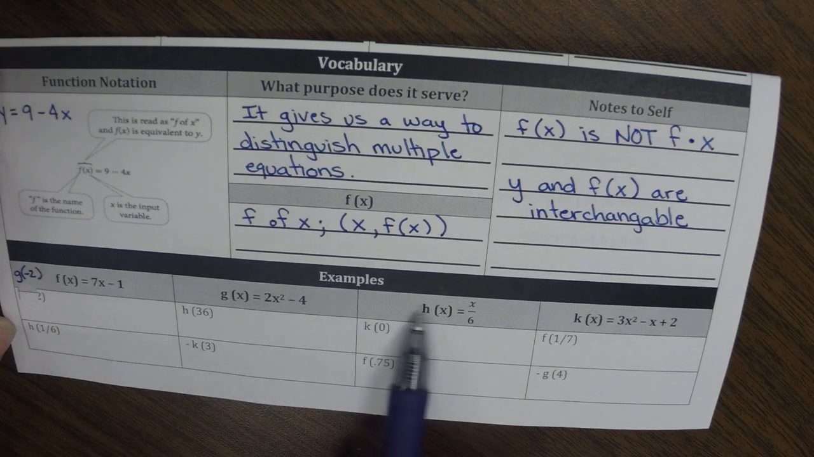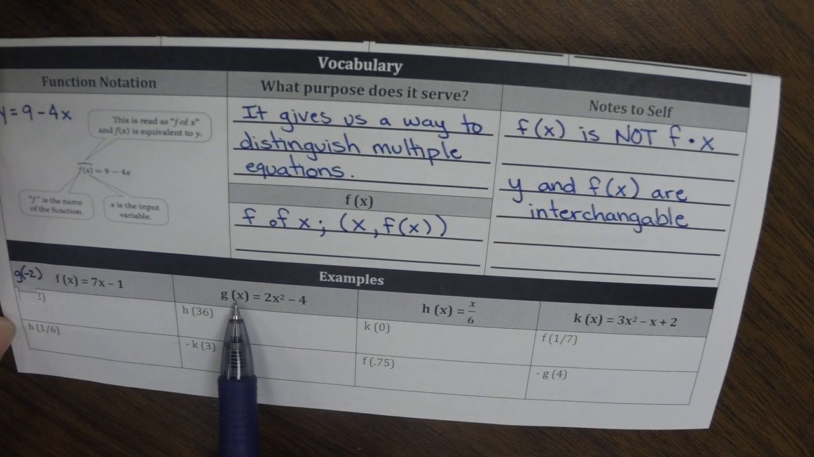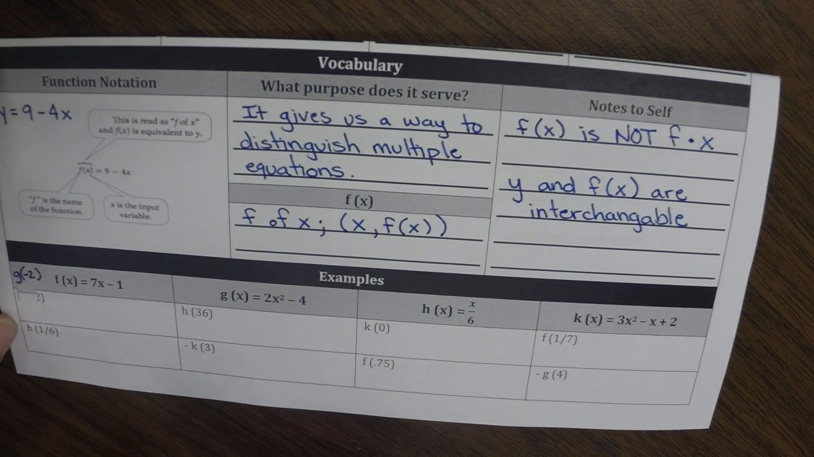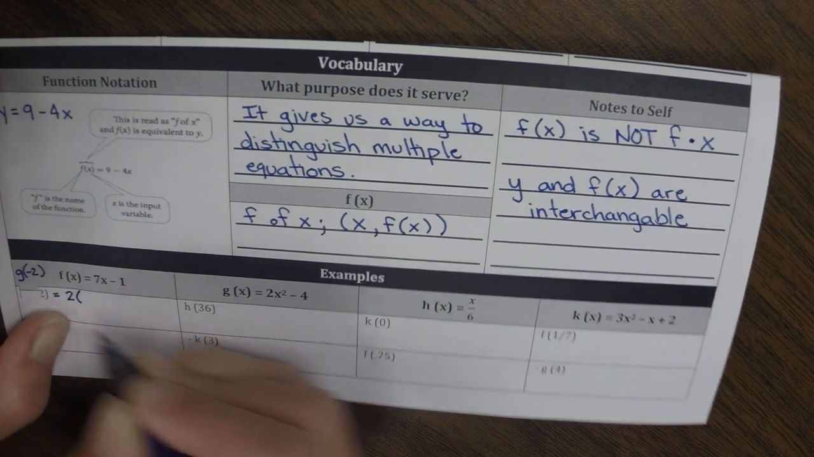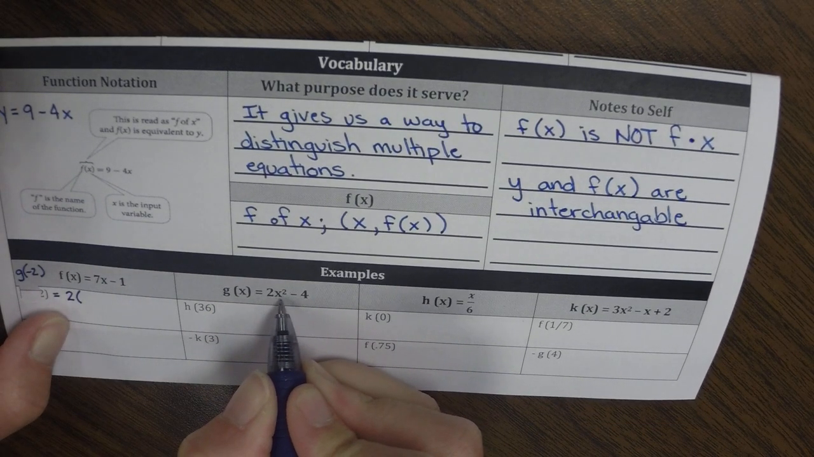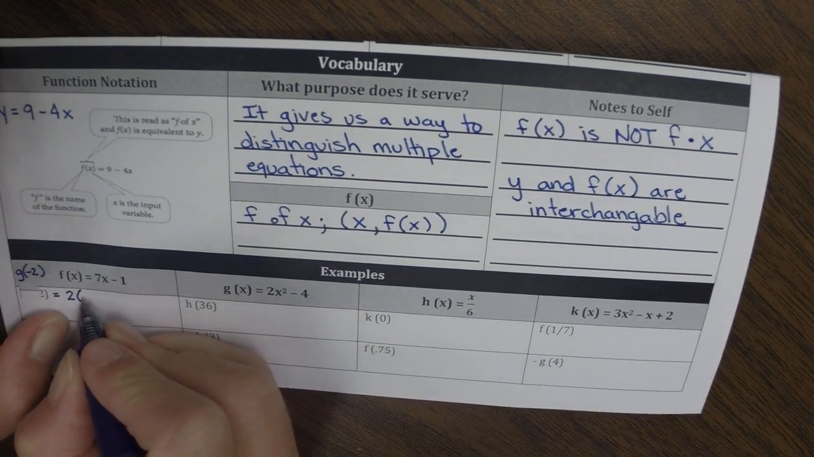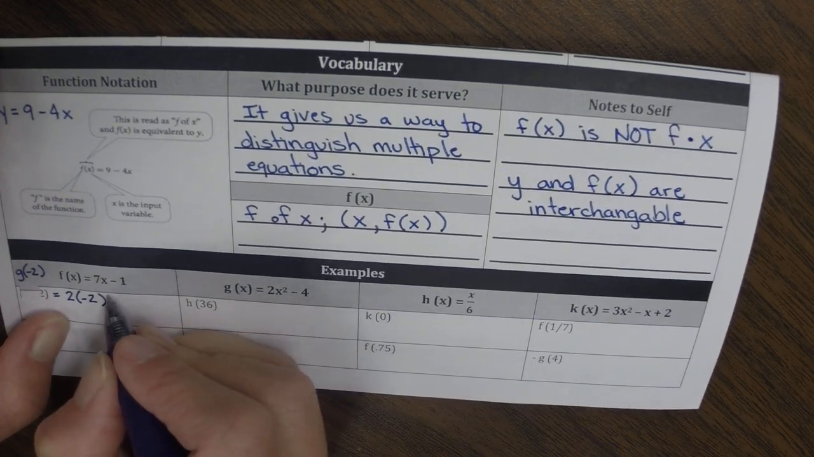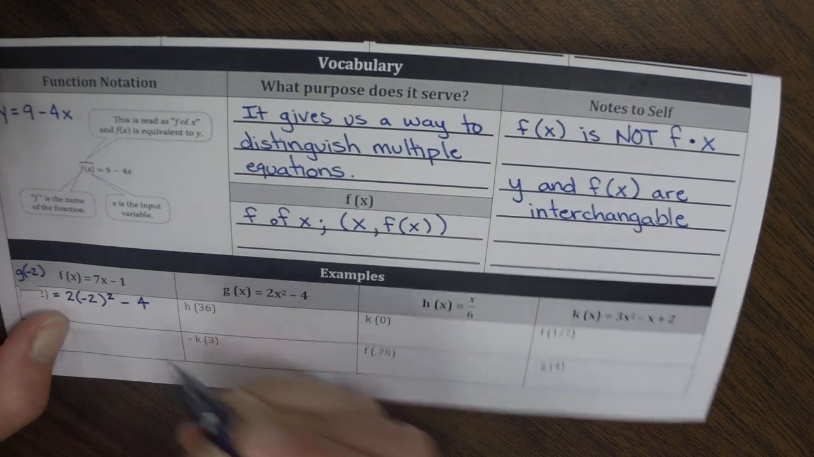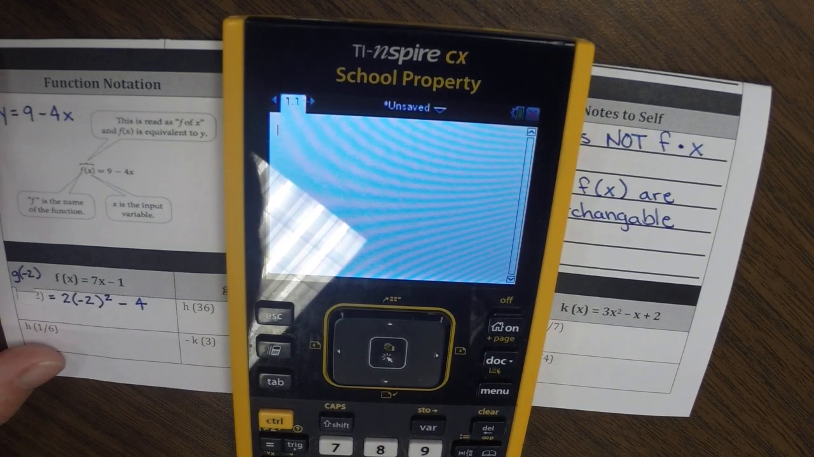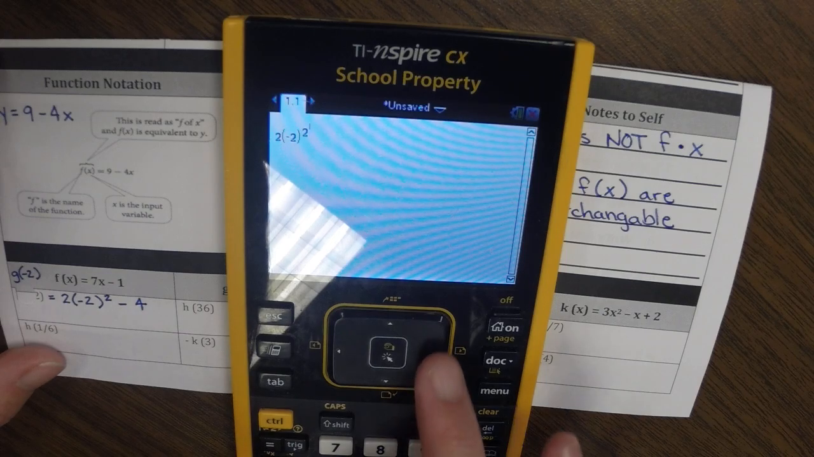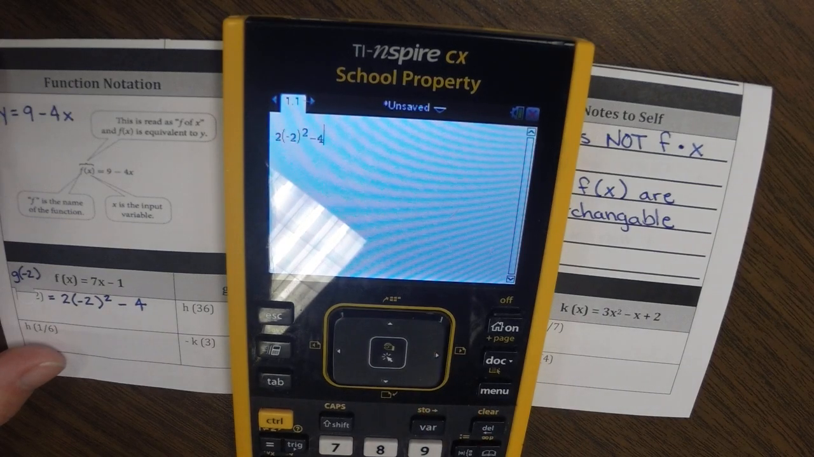So if I look, here's my 4 functions. Here's function g. So if I'm replacing x with -2, that means this is going to equal 2 parentheses, because again, side by side means multiplied, so I would use parentheses, -2 squared minus 4. And then that's calculator ready, so I could just plug it in. 2 parentheses -2 squared, and then minus 4.